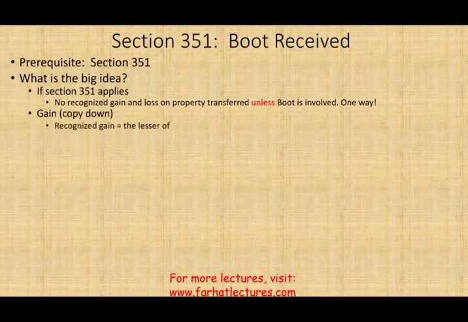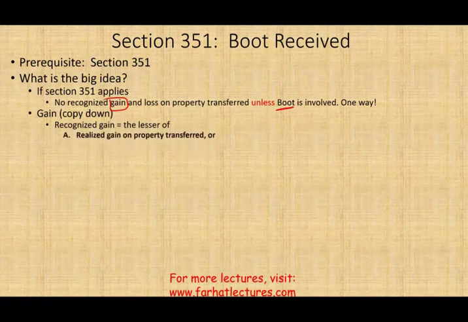So how much gain do we recognize? Let's assume we receive a boot. Then if we receive a boot, we're going to have a gain. How much gain do we recognize? So copy this formula down. We're going to recognize gain, the lesser of, okay? The realized gain on the property transferred. What is the realized gain? Hold on a second. We need to go back and figure out what realized gain is.